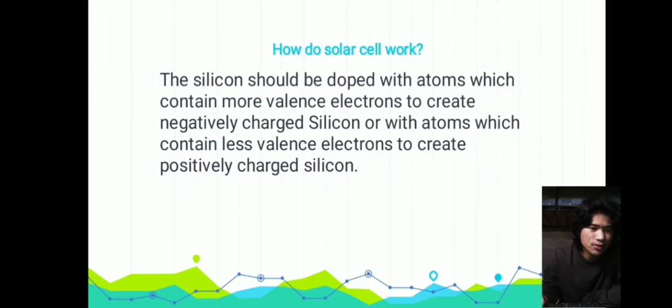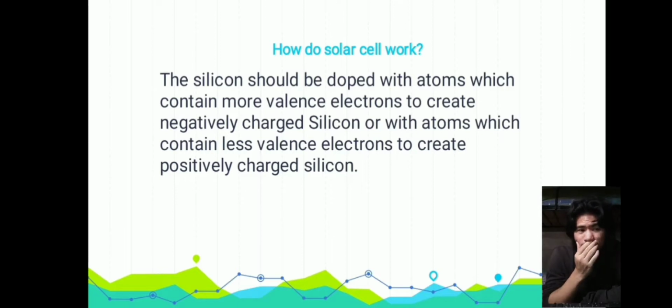The silicon should be doped with atoms which contain more valence electrons to create negatively charged silicon, or with atoms which contain less valence electrons to create positively charged silicon. So, sabi dito, silicon should be doped with atoms which contains more valence electron to create negative charge silicon.